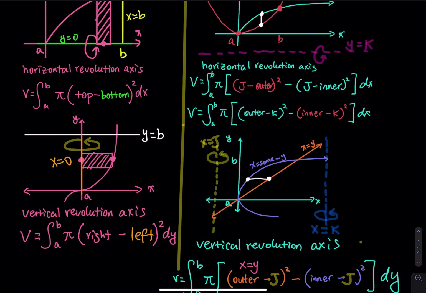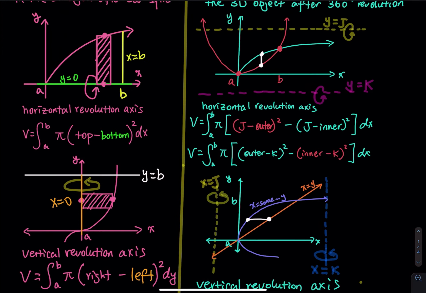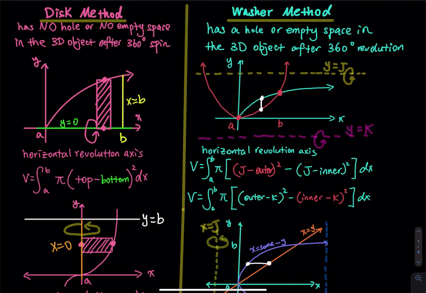So that's this method. And why is this method again? So after you spin the area 360 degrees about the y-axis, you get a solid object, 3-dimensional, and there is no empty space in that object. So that's why this is this method. So let's move on to the washers method. So the washers method is the opposite of this. You have a hole or empty space in the 3D object.